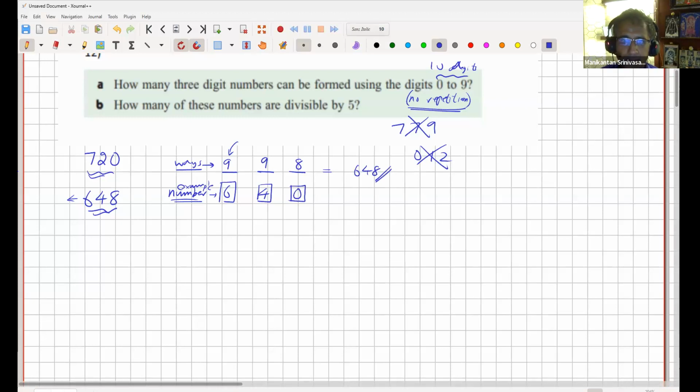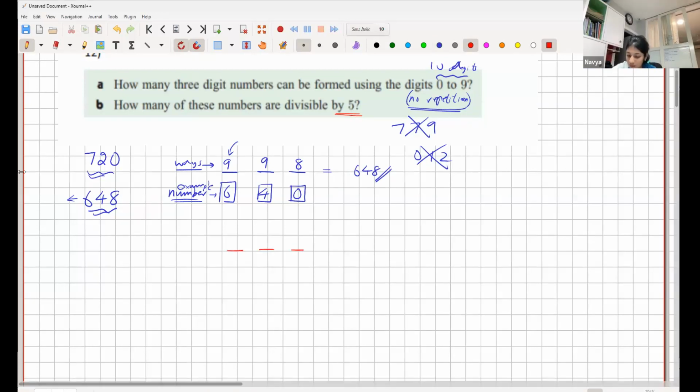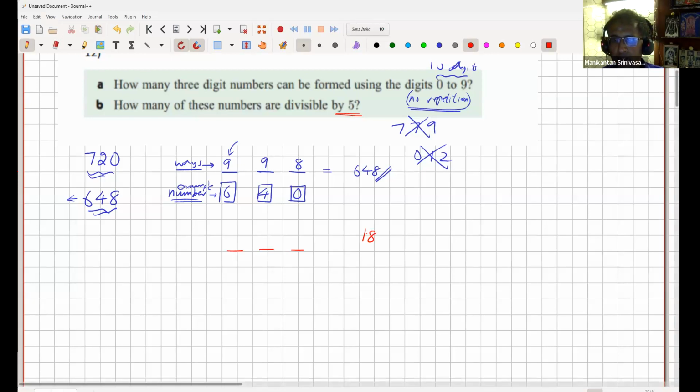Okay. And then you said 648, right? Well done. What about Navya as well? How many of these numbers are divisible by 5? Navya, did you get an answer on the second one? I got 9. 1 second. I'm not sure, I think I got 180. 180.